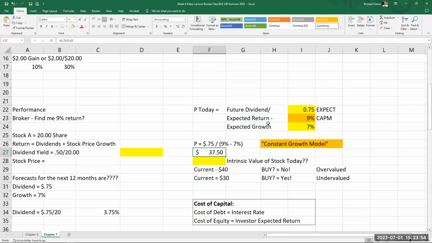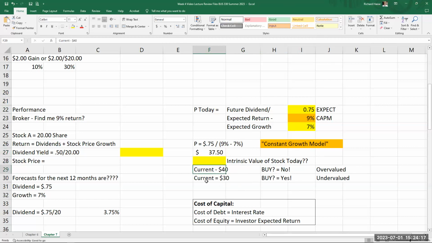Now, if I go to the actual stock market and see that the stock is currently trading at $40 a share in the market, that means the stock is overvalued, meaning I wouldn't buy it at $40. I think it's only going to be at $37.50 in the next year. That means it's overvalued. So if I have yet to purchase a stock, stay away from it.